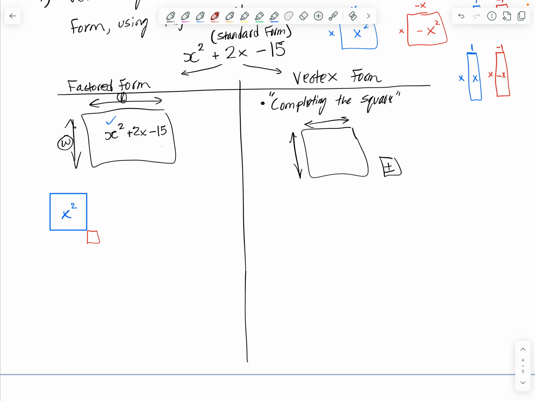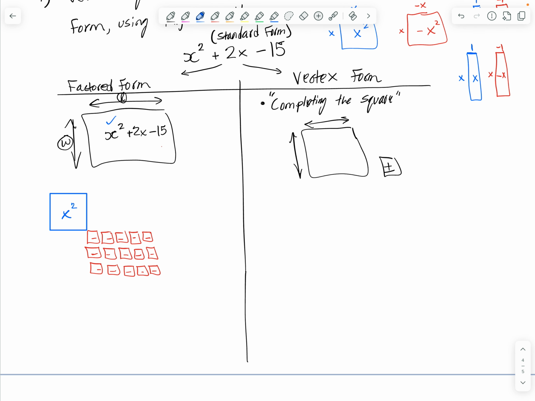So I'm going to have 5 negative tiles. So 1, 2, 3, 4, 5, and then 3 rows of that, right? So 5 by 3. And these are all negative unit tiles, right? Now you can see that there are 15 of them because 5 times 3 is 15, and it's negative because one of the sides is negative. Okay, so I now have a negative 15.